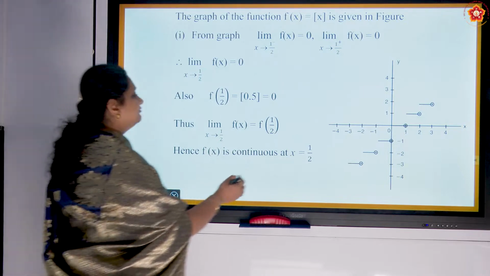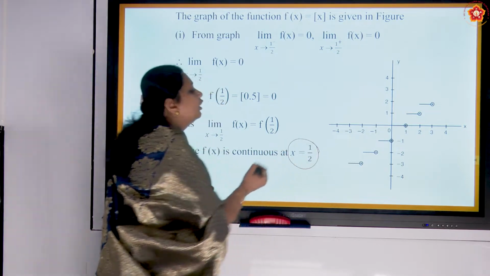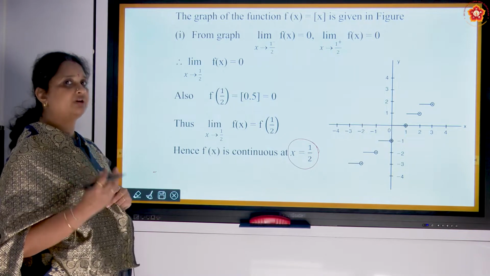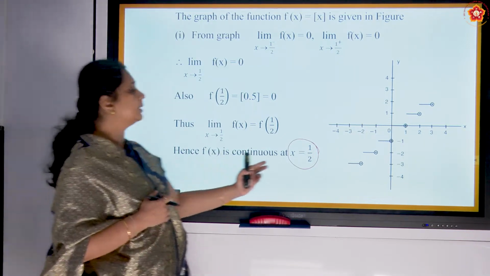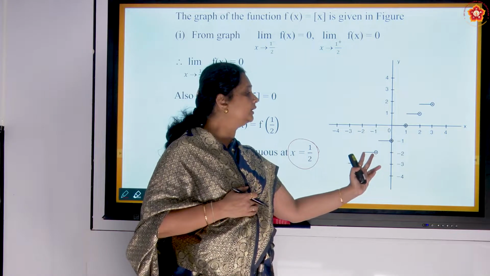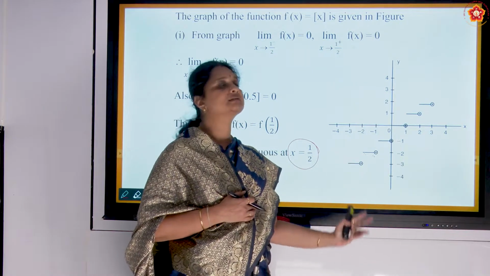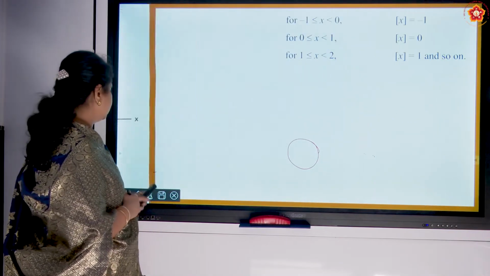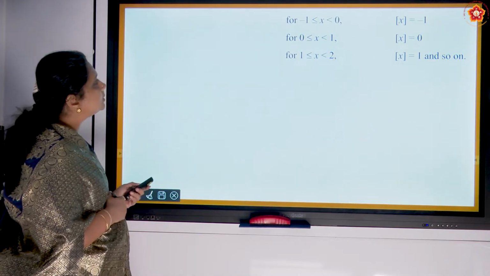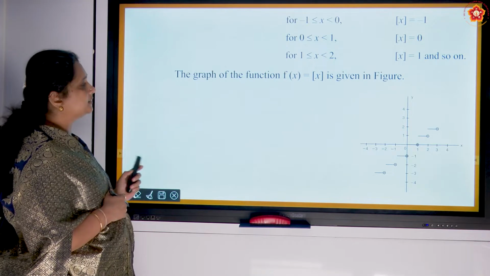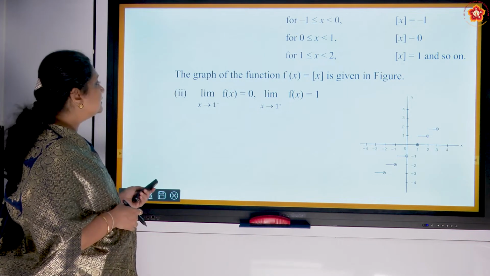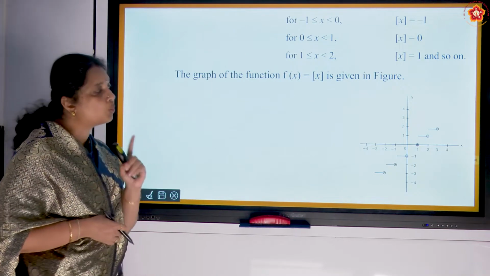So definitely the function is continuous at half. Always remember, when the x value, the limit value, is a proper fraction, it will be continuous, because every interval between two consecutive integers shows continuity. Now we are going to look into the next part of the question, wherein we have to check if the function is continuous at 1.